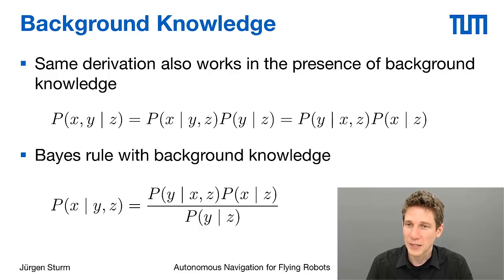And the same derivation for the Bayes rule that we had before also works in the presence of background knowledge. So if we now assume that we have a certain background knowledge set, then we can still do the same separation for x and y as before, and that gives us the Bayes rule with background knowledge. The only change here is that we always have our variables x and y conditioned additionally on a variable z, which just stays on the right side in all of the expressions. And we'll need that in a few slides.